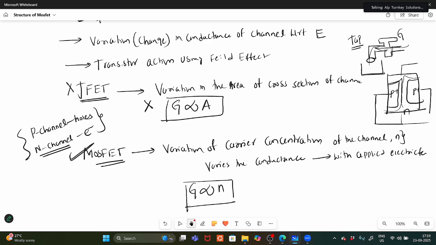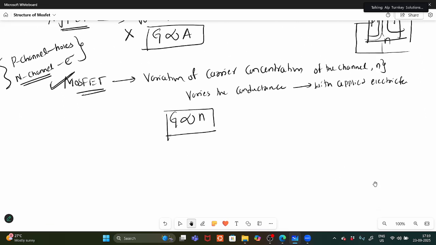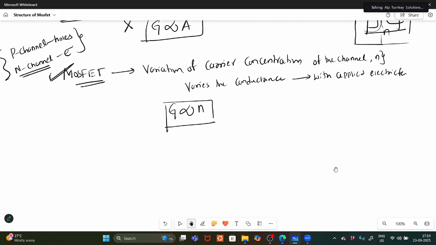Yes, sir. So we are speaking only about MOSFET, just JFET we are not speaking, you already studied JFET. In JFET the conductance is directly proportional to the area of cross section of the channel, and in MOSFET the conductance is directly proportional to the concentration of charge carriers, by changing the charge carriers.